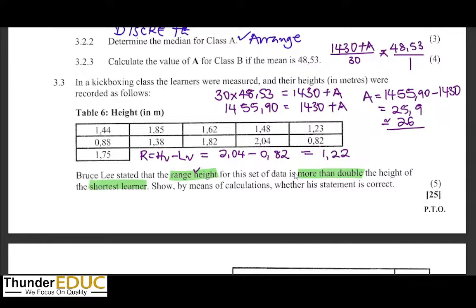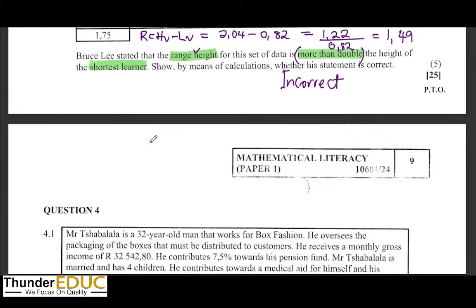Two. So we want to find out, is it double the shortest? So we divide by 1,09. And the claim is what? It's incorrect. What you wanted to hear, if it was more than that, was if it was two and above. Okay, that marks the end of question number three. Look at question number four.